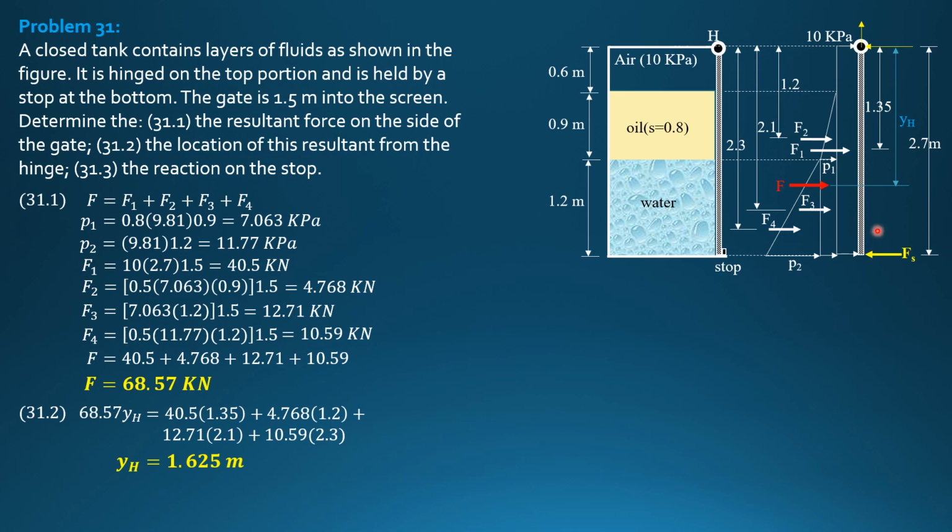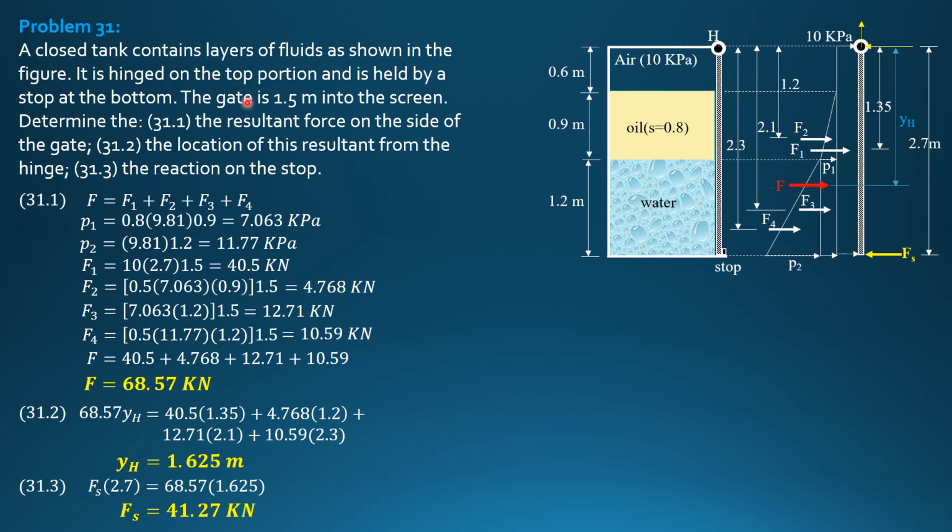Then finally, the reaction on the stop. So the summation of moments about the hinge equals 0. Fs times 2.7 equals F times YH. So we represent all these four forces by the single force F, the resultant, by Varignon's theorem. So Fs times 2.7 equals F, 68.57, times YH, 1.625. So the reaction on the stop is 41.27 kilonewtons.